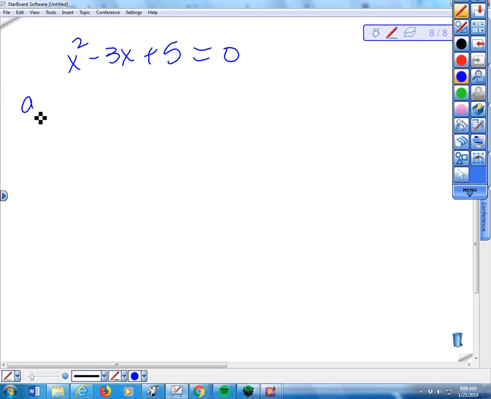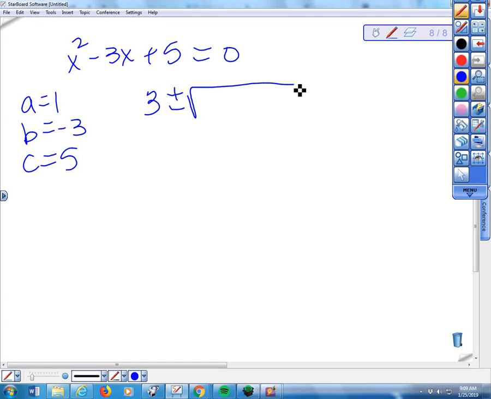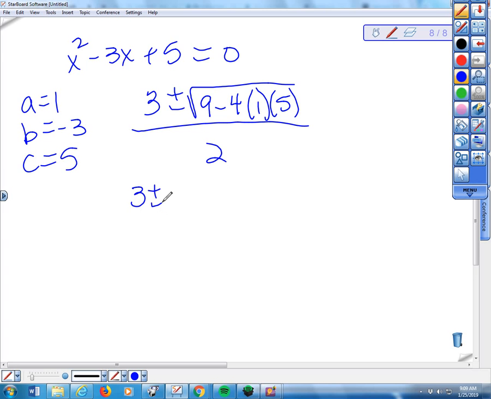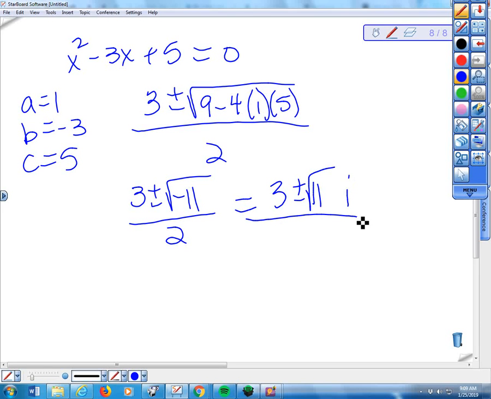A is 1, B is negative 3, C is 5. Negative B is positive 3, plus or minus the square root of B squared minus 4AC, all over 2. That is 3 plus or minus the square root of 9 minus 20, which is negative 11. This is not complete. I cannot have a negative under the radical. So it's 3 plus or minus the square root of 11i, all over 2.